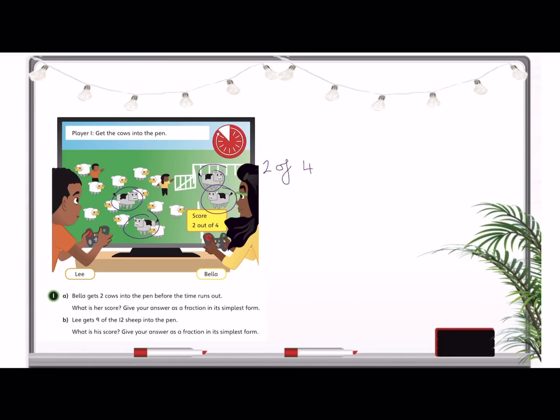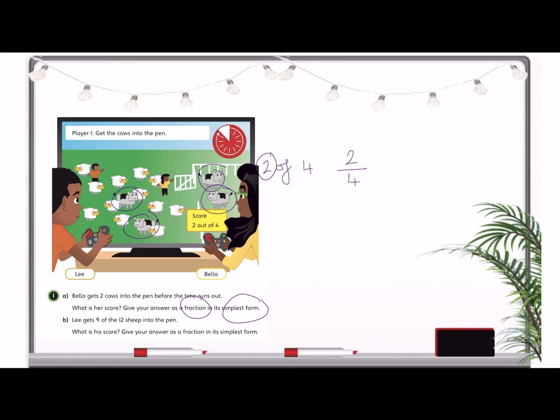Now our question asks us to put this into a fraction, and not only put this into a fraction but also put it into its simplest form. So we know the total of cows she could have got was 4, and we know with fractions already, you did this in year 5 and we've done this in year 6 already, that the denominator is always the whole. So the whole she could have got was 4, so we're going to put that as our denominator, and then our numerator is how many of the whole they got. So we know that she got 2 of the whole, so our numerator is going to be 2.